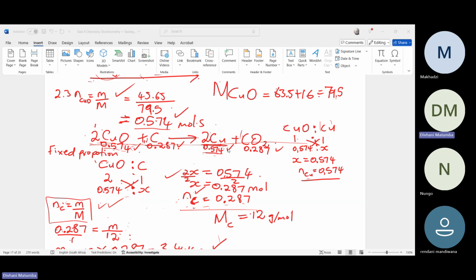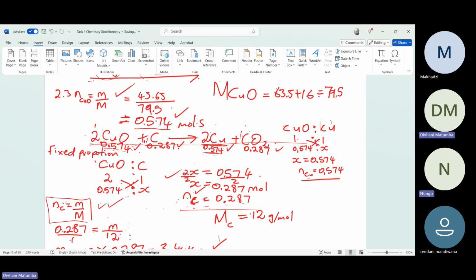Why are you using the first one? Because they said the volume of gas produced for carbon dioxide. So okay, Nungo, the number of moles that you're going to use is how much? We're going to use the number of moles that we found for carbon, which is 0.287. Why carbon? Because we said carbon dioxide gas.